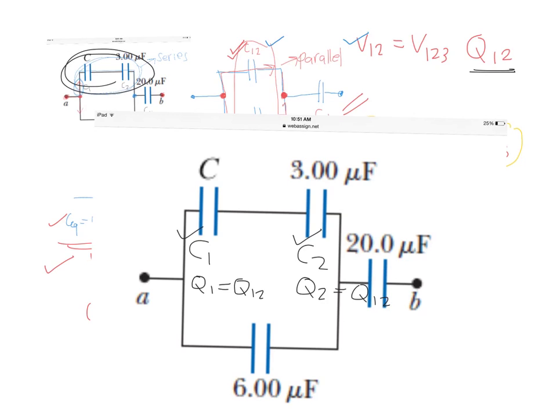Now that we have C1 and Q1, then we could solve for V1. And also, since we have C2 and Q2, then we could solve for V2. And then, this means that we now have Q1, Q2, we also have Q3 and Q4. Similarly, we also have V1, V2, V3, and V4. Then we have solved the problem.